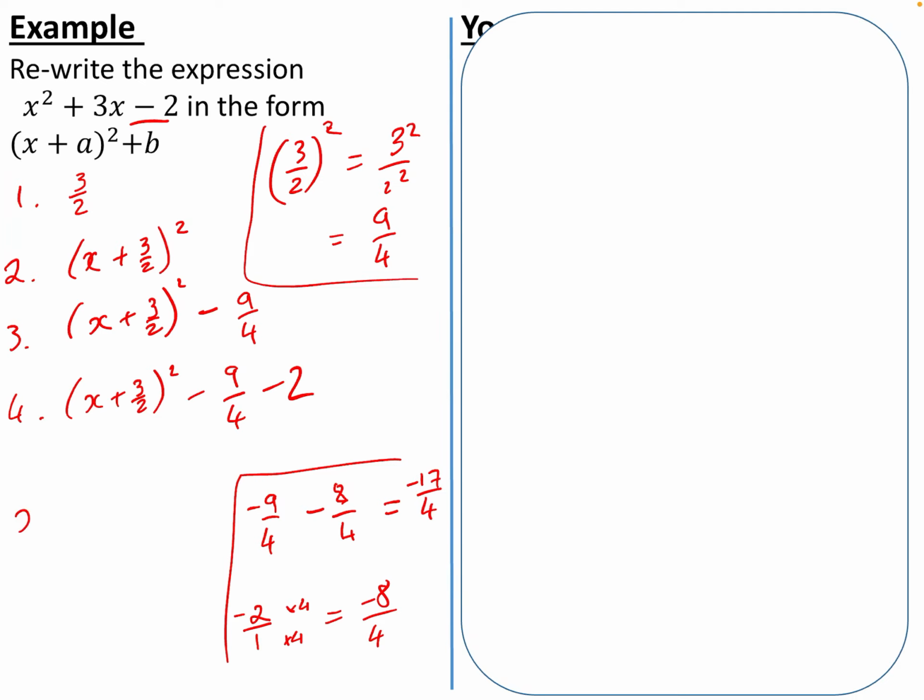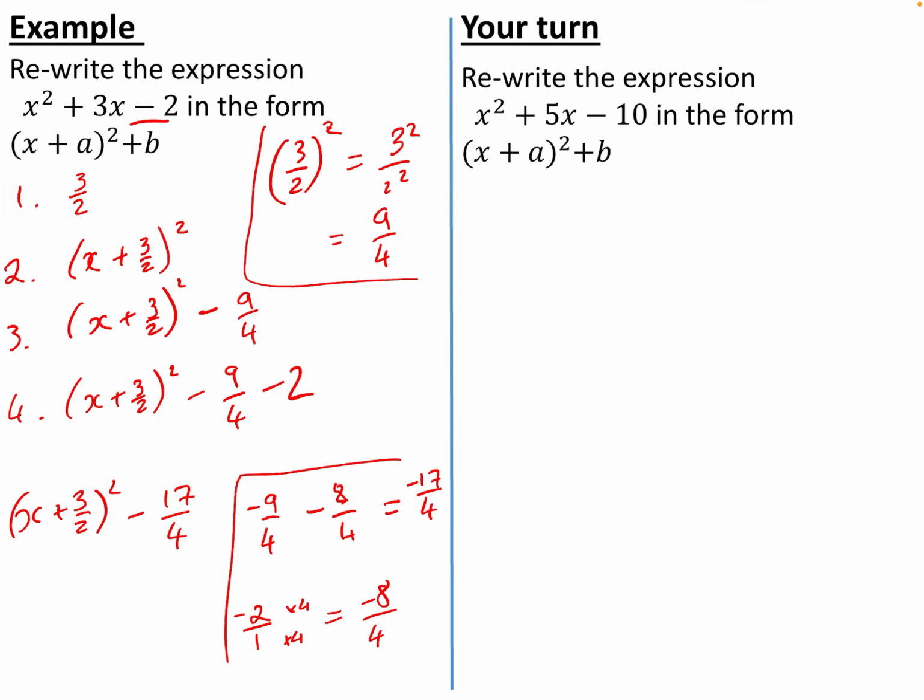So my final answer is (x + 3/2) all squared minus 17/4. If you're not sure on how I've combined those, I suggest you have a look on Hegarty and remind yourself of how we add and subtract fractions. Please pause the video and write this down as an example. I encourage you to write these two sections of workings in boxes so it's clear that it's additional workings to the main process. And have a go at the one on the right on your own.